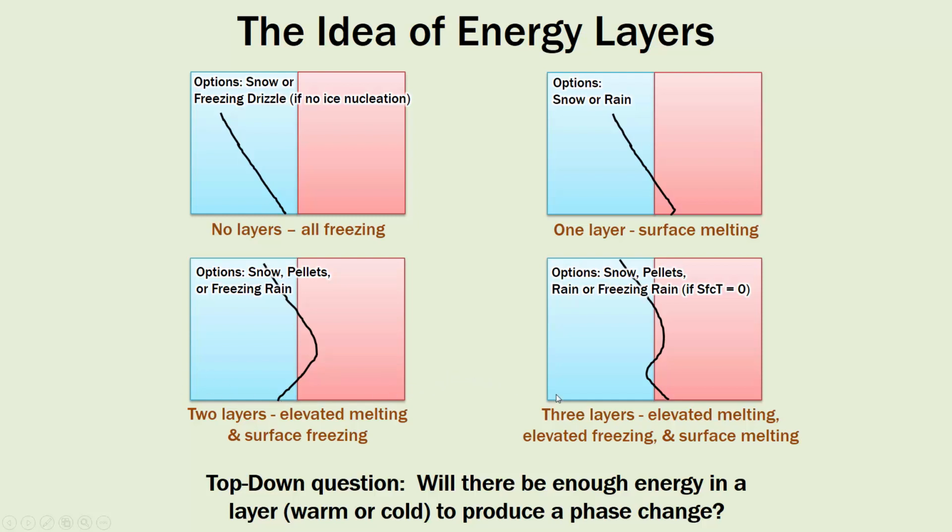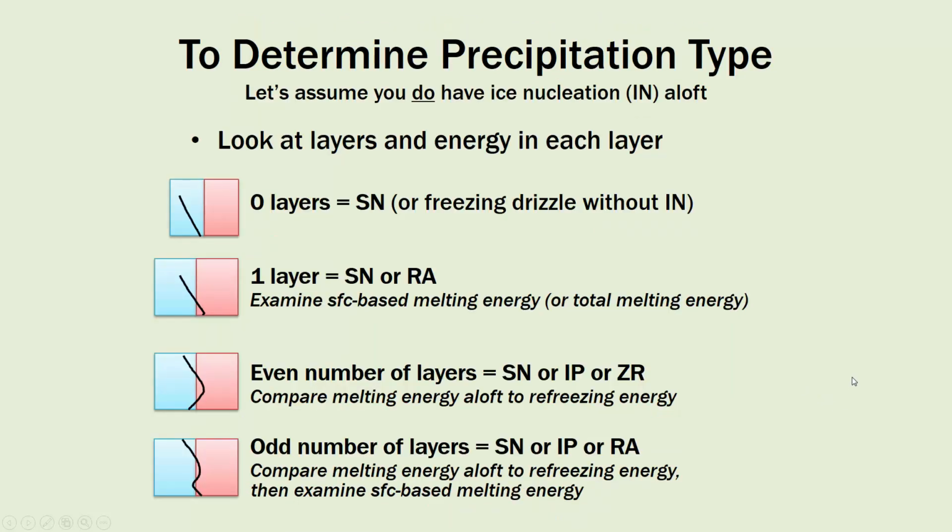And the same can be said too for the 3-layer technique. Ultimately, the precip type is going to depend on the actual magnitude of these different layers. Okay, to actually determine your precipitation types, we're going to assume that we have ice nucleation present.